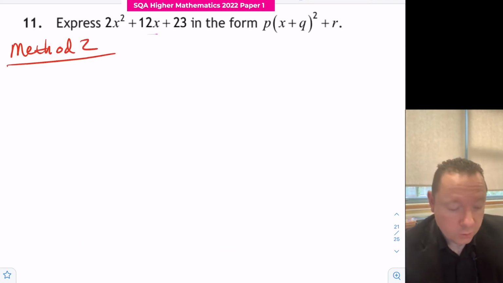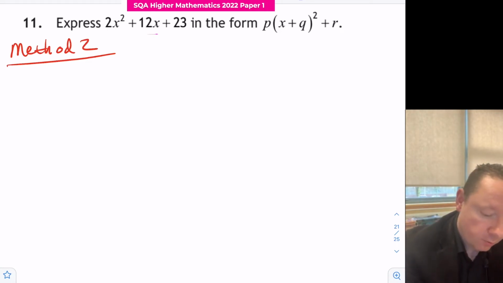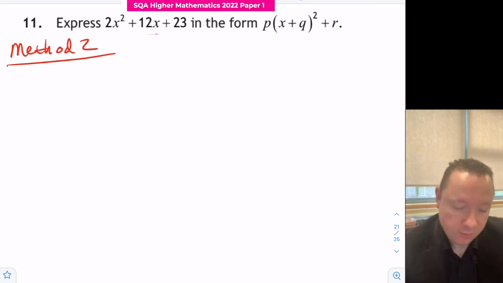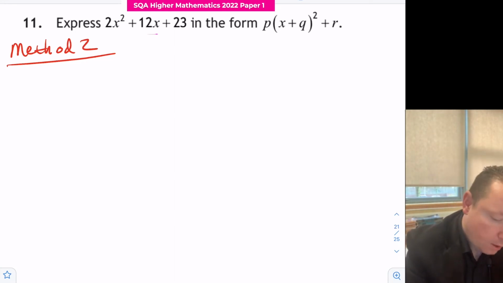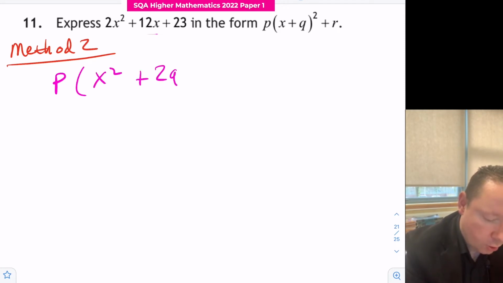Another optional method that you could use for this, but not often taught, is to start from this point and expand it and then equate the terms. I'll show you that method now. So if I've got p(x + q)², that's p times x² + 2qx + q², and that is now plus r.